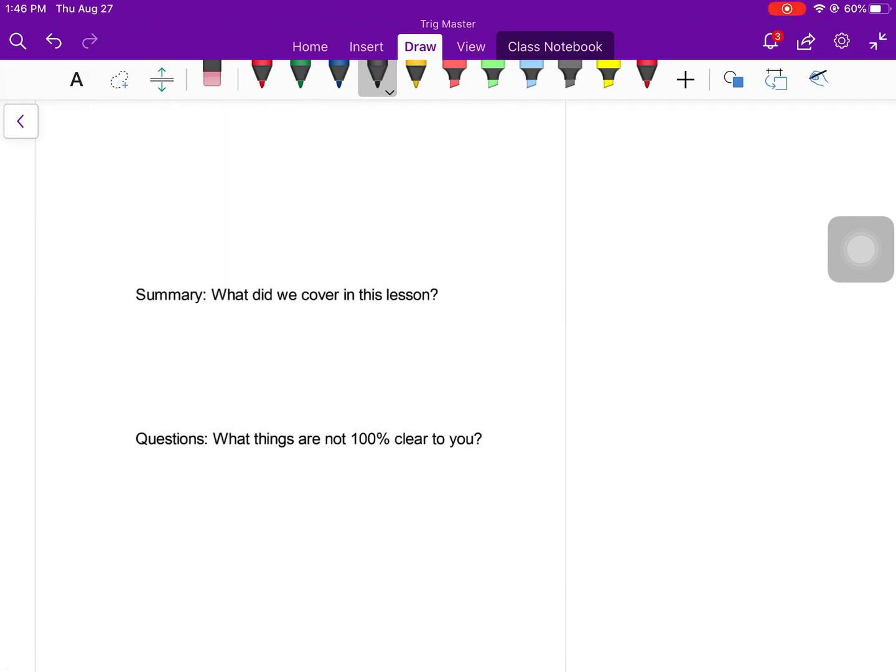All right, so what did we cover in this lesson? Write a quick summary so you have a nice spot to look back on things. What things are you not 100% clear on? I know there's a couple pieces in there where I may have made it a little more confusing than you wanted. So write down something you're not sure on, and then next time I see you in class, we can go over your questions.